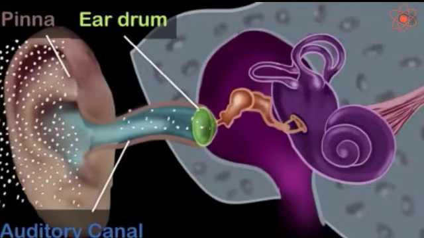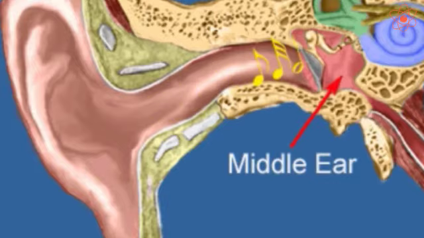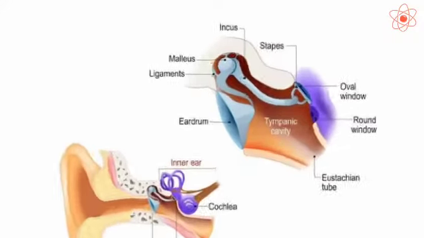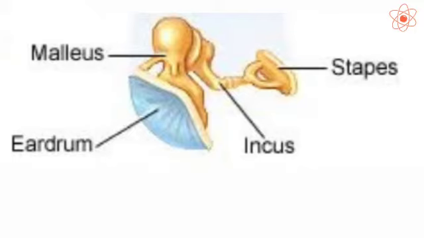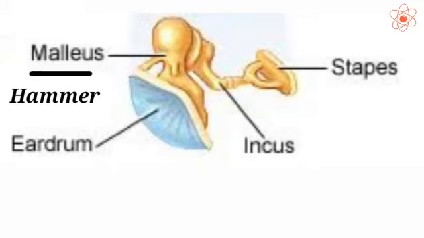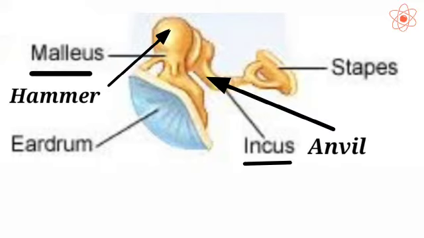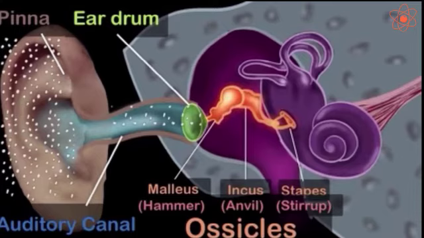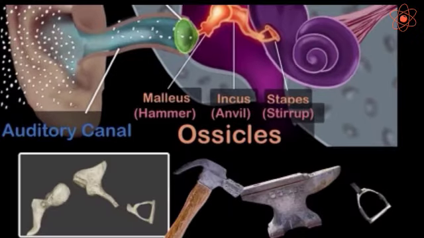These sound waves vibrate the membrane of the eardrum. The vibrating eardrum sends these waves from outer ear to the middle ear. Now middle ear. This part of the ear consists of three tiny bones: hammer, also known as malleus, anvil, also known as incus, and stirrup, also known as stapes. These three bones are named according to their shapes and are collectively called ossicles.